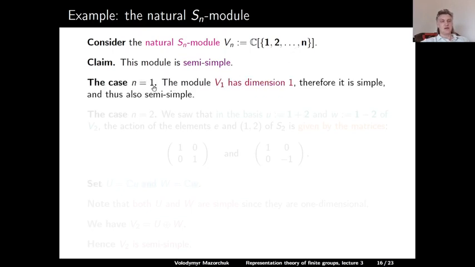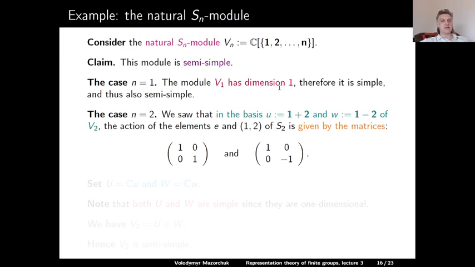The case n is equal to 1 is very easy, we already discussed it. If n is equal to 1, this module has dimension 1, therefore it is simple, and so it's also semi-simple. In the case n is equal to 2, we already know that this module is not simple. It has a submodule given by the element 1 plus 2. So here the trick is we can consider this element 1 plus 2, call it U, and another element 1 minus 2, call it W, and these two elements of course form a basis in this module. It's not the standard basis, but it is some basis.